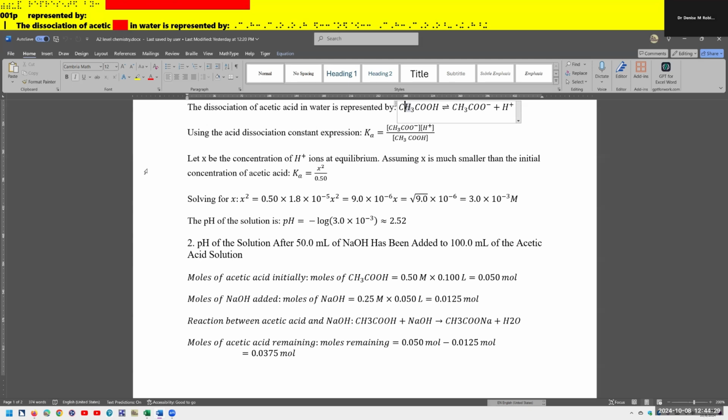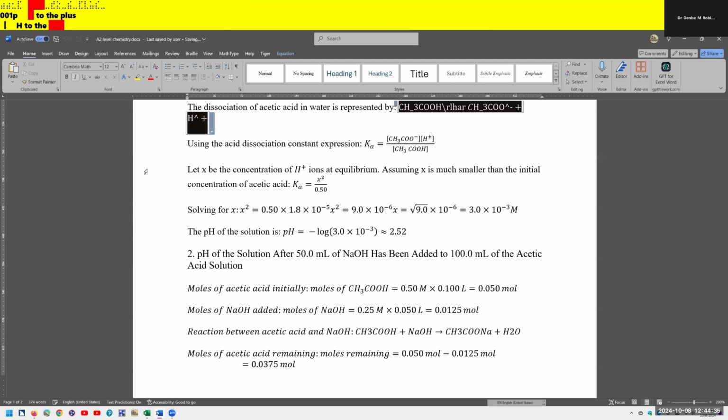So Control equals and Control Shift equals. I'm going to do Control Shift equals first. Control Shift equals selected: CH sub 3 Q backslash lar comma cap CH sub 3 Q to the dash plus H to the plus math content. Oh yeah, that is going to be much faster than me retyping everything.